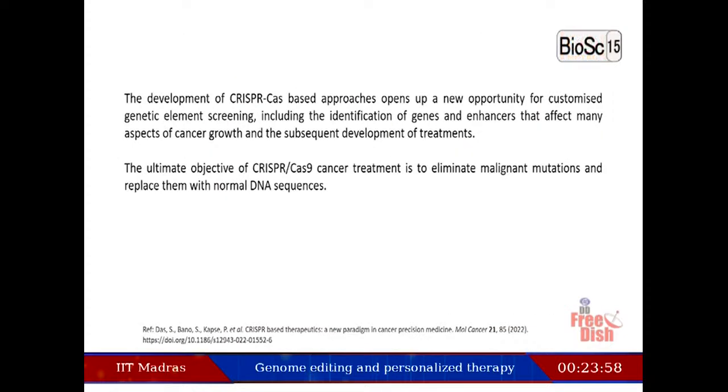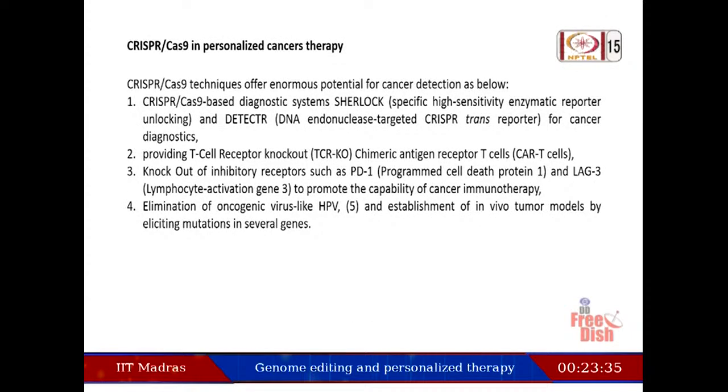The development of CRISPR-Cas based approaches opens up a new opportunity for customized genetic element screening, including the identification of genes and enhancers that affect many aspects of cancer growth and the subsequent development of treatments. The ultimate objective of CRISPR-Cas9 cancer treatment is to eliminate malignant mutations and replace them with normal DNA sequences. Let us discuss the CRISPR-Cas9 application in personalized medicine and its potential. The CRISPR-Cas9 techniques offer enormous potential for cancer detection as below.